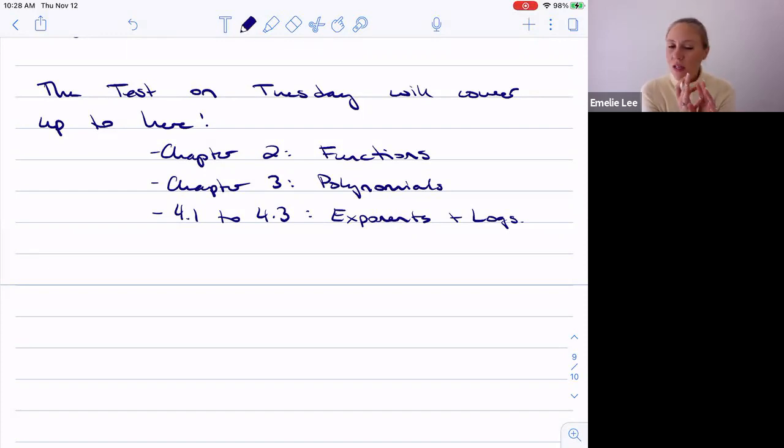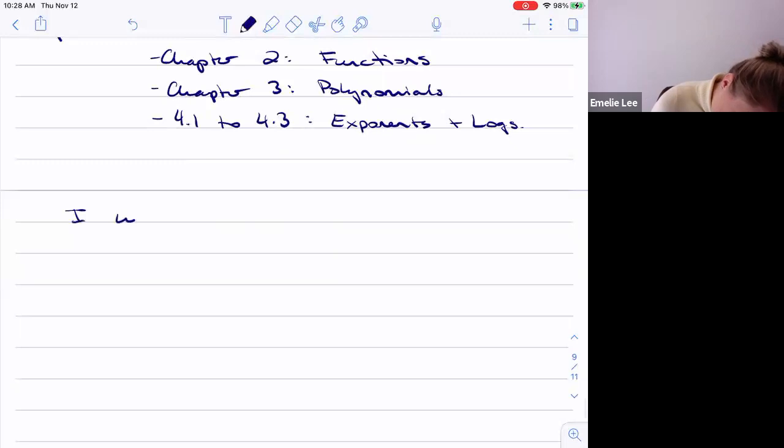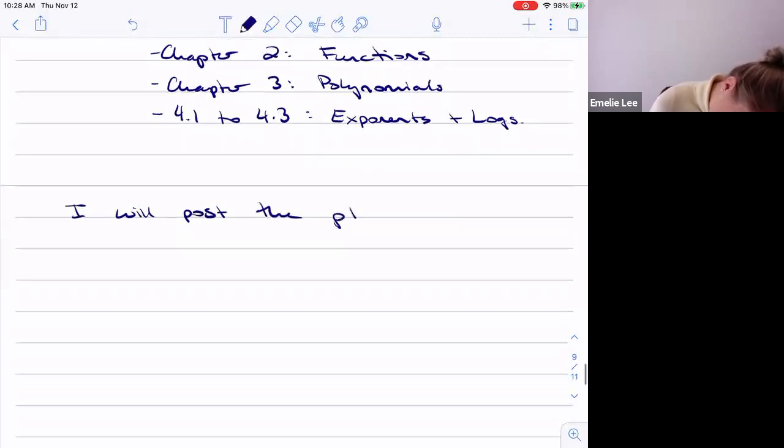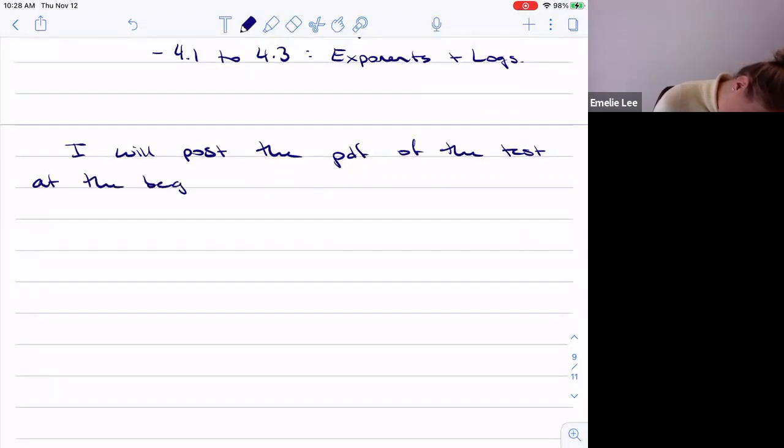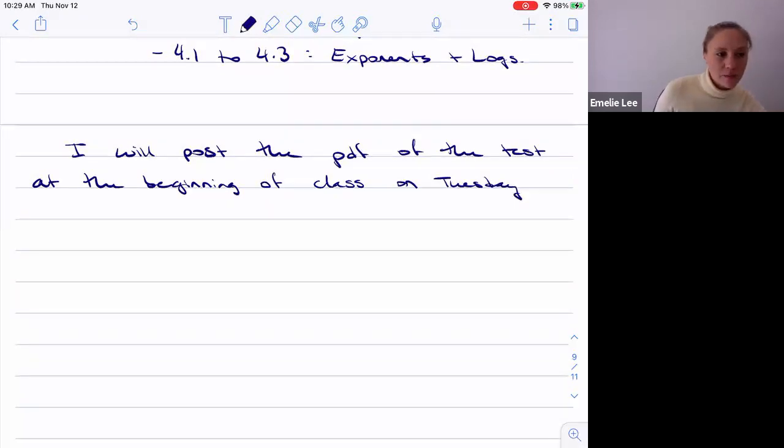But for the actual test, what we're gonna do is the same thing as last time. So I'll put up a PDF at the beginning of class on Tuesday, and then you'll have the class time to work on it, and then I'll give you a bit of a buffer to submit it on Gradescope, and that's where you're going to submit all your work. So I'll post the PDF of the test at the beginning of class on Tuesday.